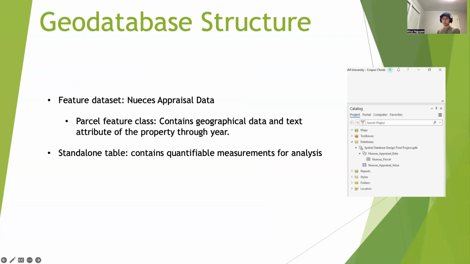And for the geodatabase structure, there are two main parts. We will have a feature dataset, whose name is Nueces appraisal data. In this feature dataset, we have a parcel feature class, which will contain the geographical data, which is the polygons which represent the properties, and also the text attributes of the property through the years. Also, we will have a standalone table, which will contain the quantifiable measurements for analysis.